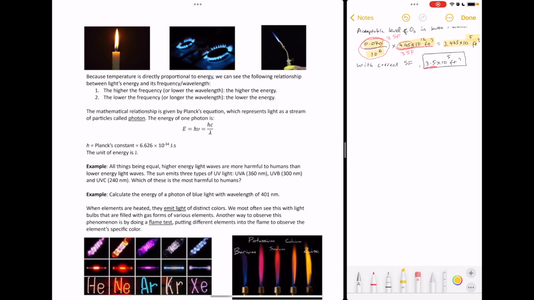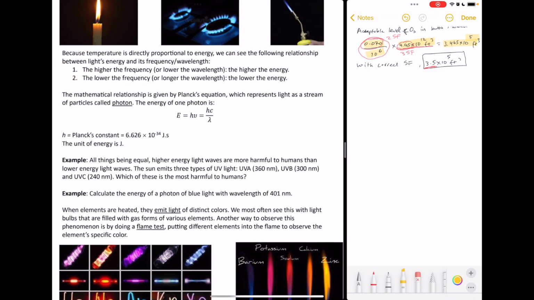of frequency. Let's take a look at two of these examples on the relationship between energy and frequency and wavelength for electromagnetic radiation. So the first one is asking you about these types of UV light, UVA, B, and C, and they have different wavelengths as illustrated there, 360, 300, and 240. The question is which of these is most harmful to humans?